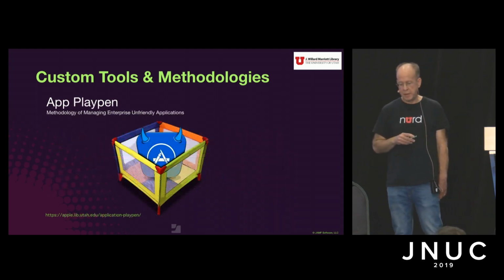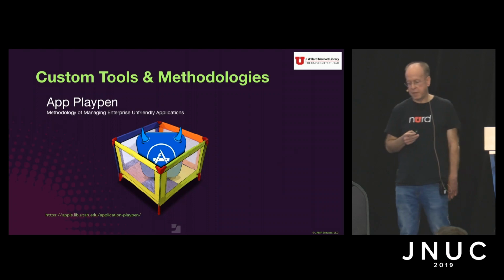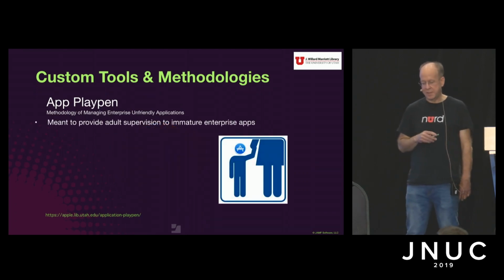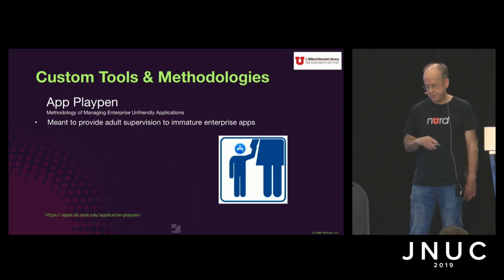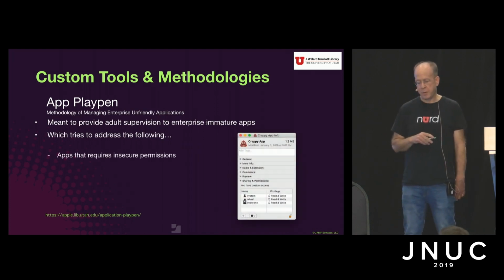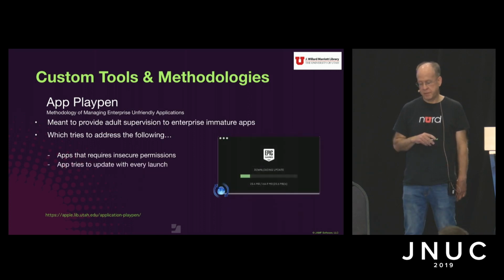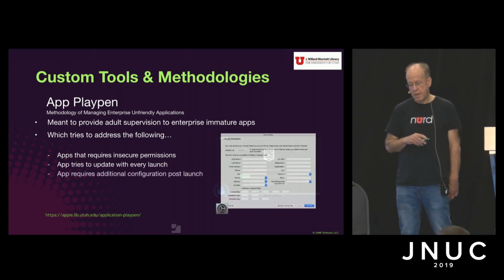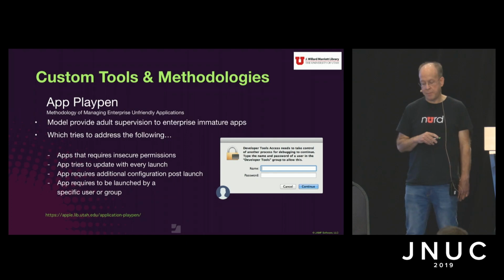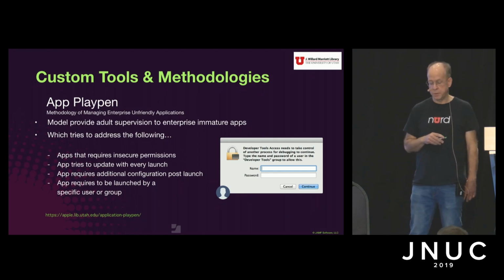Next, I'm going to talk about another methodology we developed called AppPlayPen. Jokingly, this is to provide adult supervision to immature enterprise applications. We try to address the following: an app that requires insecure permissions, an app that tries to update after every launch, an app that requires additional pre- or post-launch script configuration, and an app that requires to be launched by a specific user or group.